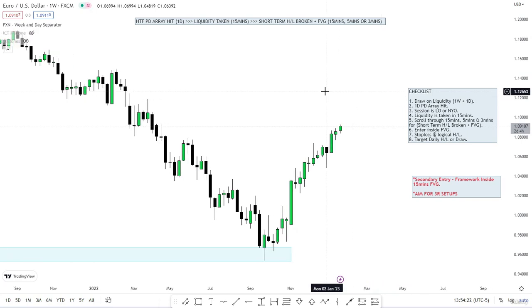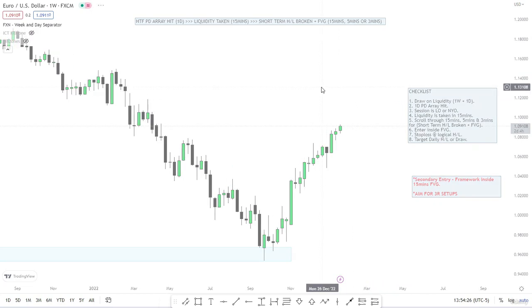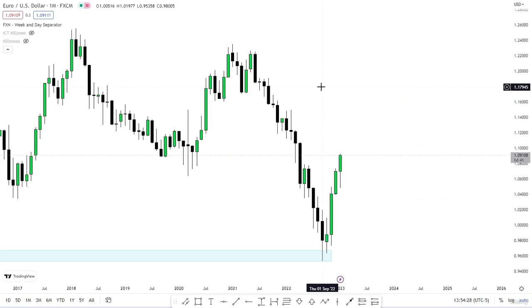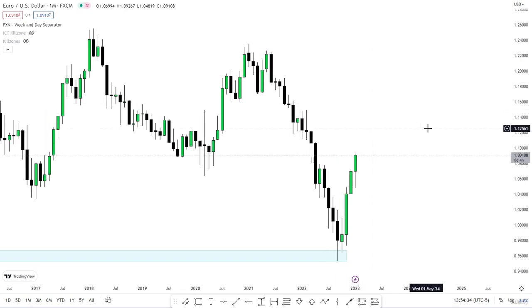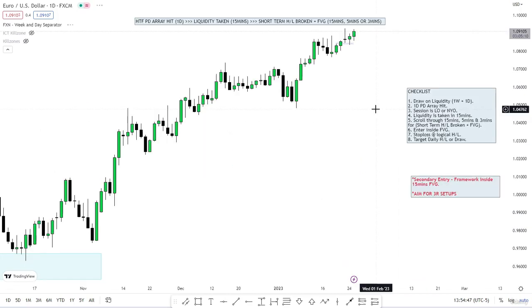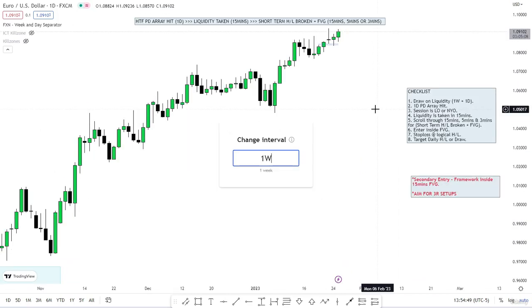So what we are going to be doing today, actually let me go to the monthly chart. I'm going to be outlining the day trading model that I'll be using. In this model I'll mostly be using the daily chart, the 15 minutes chart, 5 minutes and 3 minutes. So maybe from the daily, or the weekly rather.